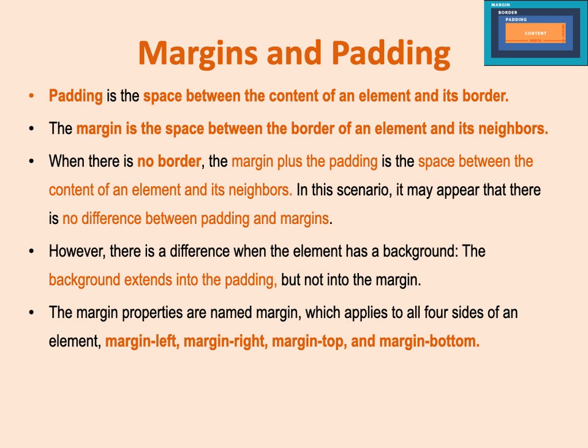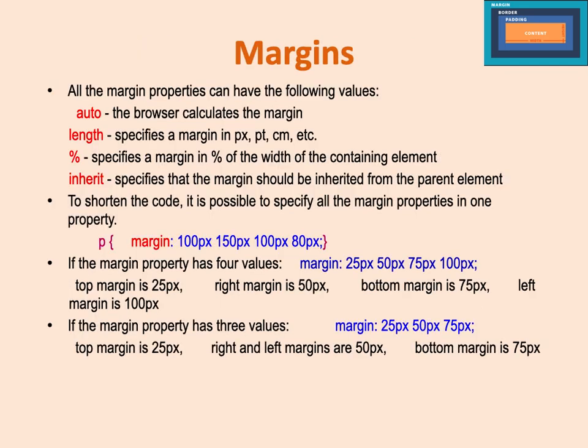The margin properties are named margin, which applies to all four sides of an element, margin-left, margin-right, margin-top, margin-bottom. These are the four different properties of margin. All the margin properties can have the following values: auto, length, or a specified value in percentage, or an inherited value.